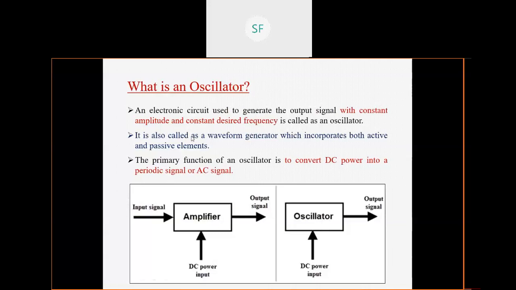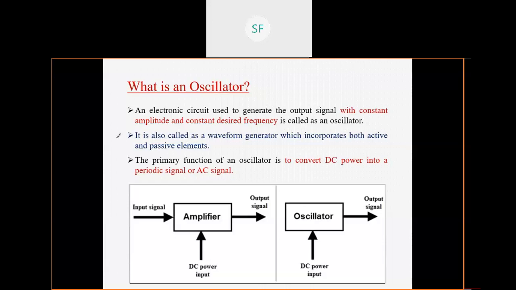So what is an oscillator then? An oscillator is an electronic circuit which is used to generate an output signal with constant amplitude and constant desired frequency. This is a very important definition and you must remember it. An oscillator is basically any electronic circuit which gives you an output signal with constant amplitude and constant desired frequency as well.